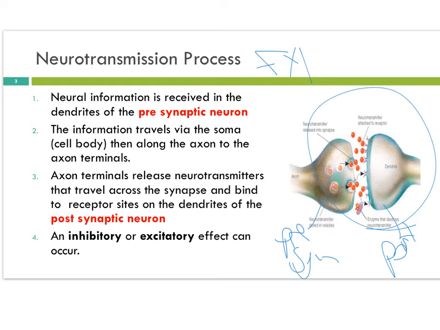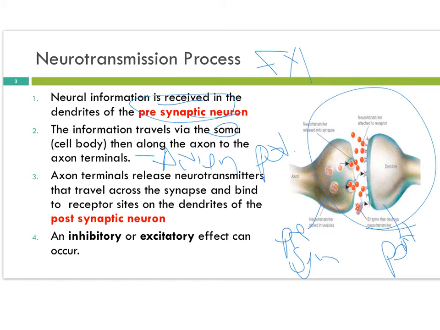So in terms of the communication, remember that we have 2 types of messages. Within the neuron, we have an electrical message, that is our action potential. Between the neuron, at the synaptic level, we have the neurotransmitters, which we know about, and they are chemical messages. So the neural information is received in the dendrites of the presynaptic neuron. So they're taken up by the receptor sites. That information travels via the soma or the cell body along the axon to the axon terminals in the form of an action potential. Now that action potential is electrical in nature.